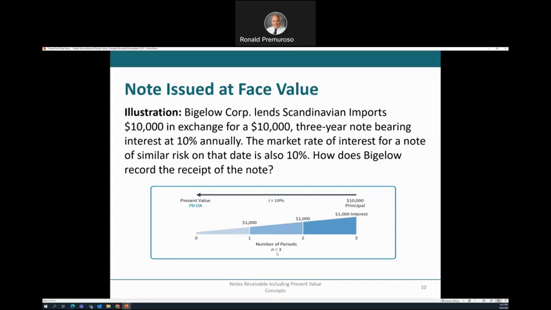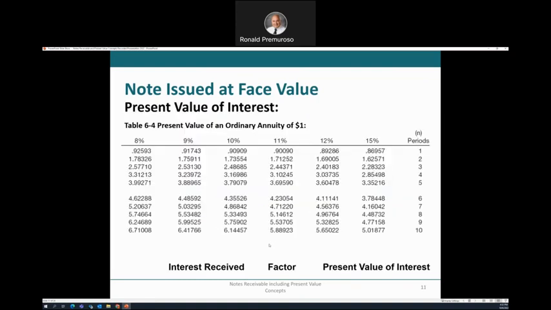Number of periods, of course, or years is 3 years. You can see the $1,000 of interest being paid at the end of each year for 3 years, and the principal amount of the note is $10,000. So we need to do 2 present value calculations for this note.